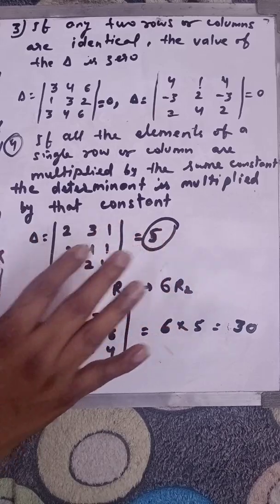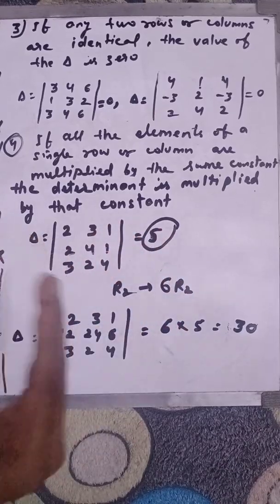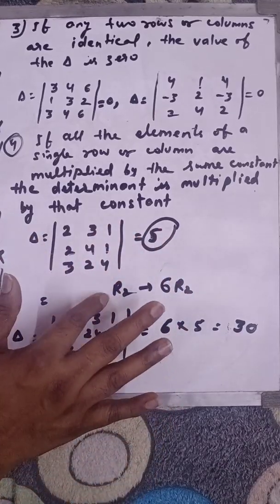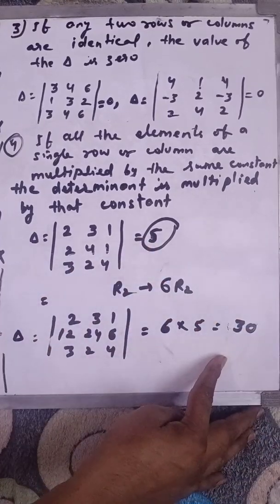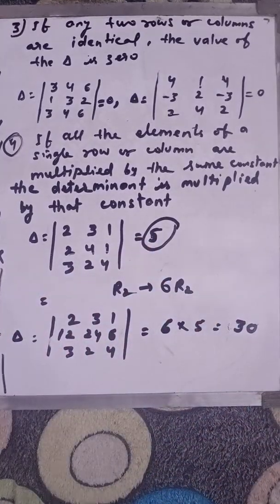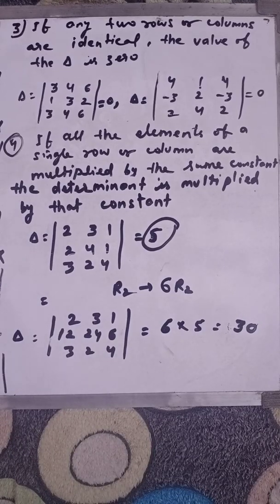You can multiply R1 also, R3 also, or C1, C2, C3 also. So if you multiply the row R2 by 7, your answer would be 35. Your answer would be 35. Okay. So these are the 4 properties.